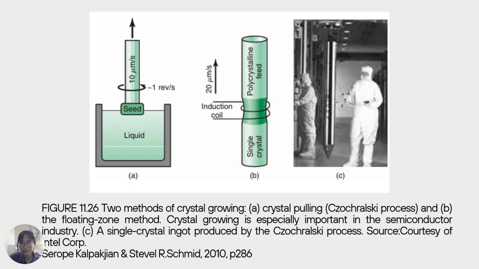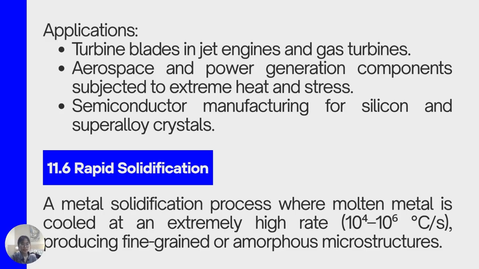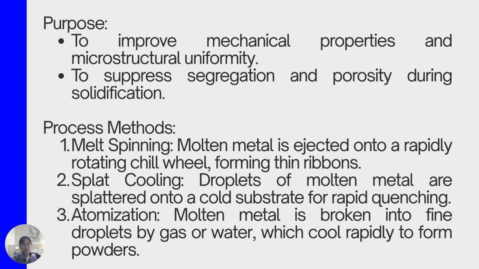Czochralski process. Rapid solidification is a process in which molten metal is cooled at extremely high rates, typically between 10^4 and 10^6 degrees Celsius per second, to create unique microstructures not achievable by conventional cooling. This ultra-fast cooling refines the grain size, reduces microsegregation, and can even produce amorphous or glassy metals where atoms are frozen in a disordered state. The result is a material with high strength, improved toughness, and enhanced corrosion resistance.